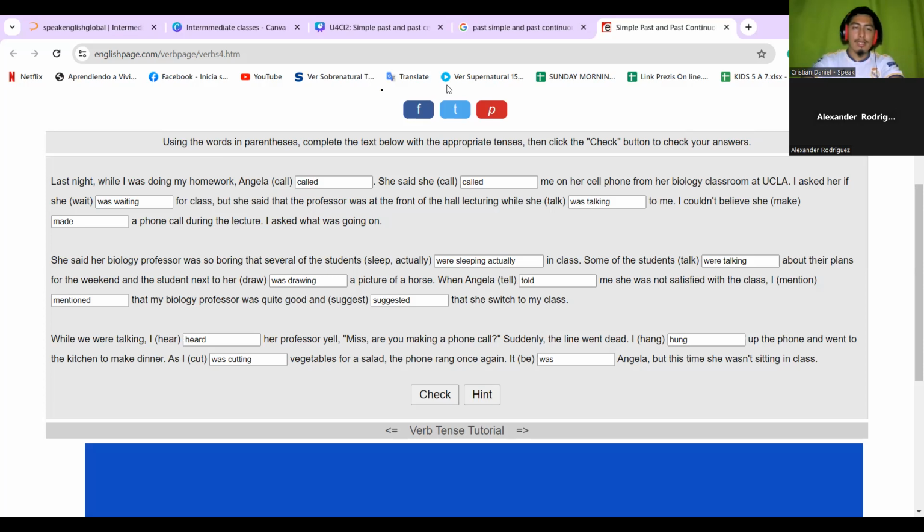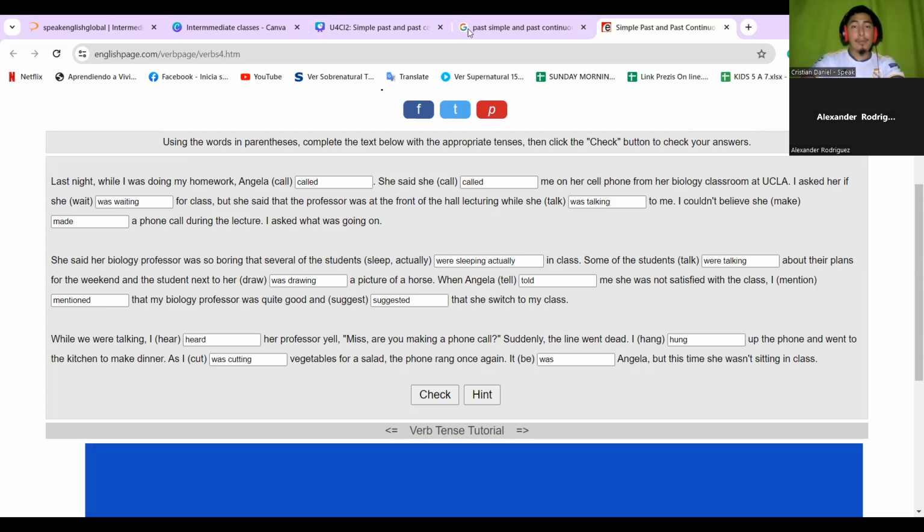While we were talking, I heard her professor yell, "Miss, are you making a phone call?" Suddenly, the line went dead. I hung up the phone and went to the kitchen to make dinner. As I was cutting vegetables for a salad, the phone rang once again. It was Angela, but this time she wasn't sitting in class.